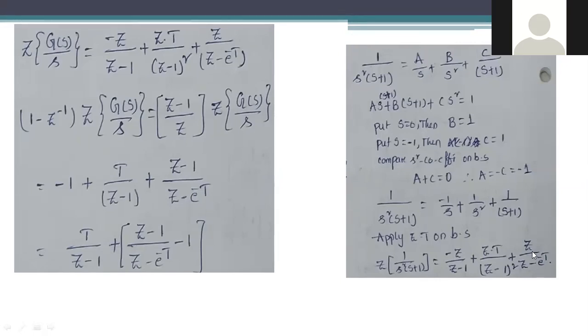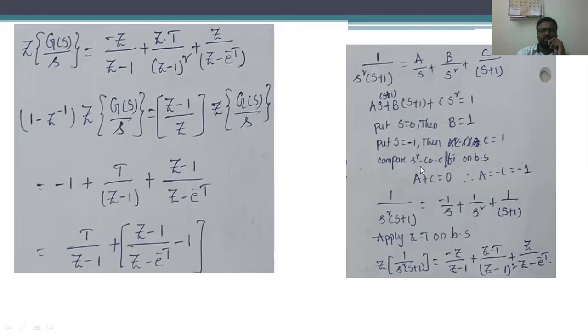Okay. So in order to obtain the value of C, we have to substitute the value of S equal to minus 1. Just substituting S equal to 0 and S equal to minus 1, we have the relation. That means we have obtained the values of B and C as 1 and 1.